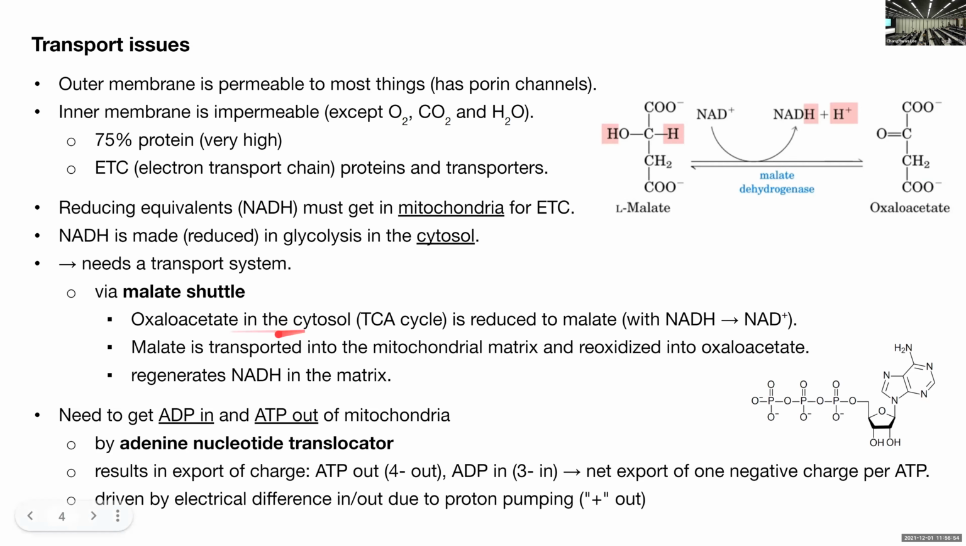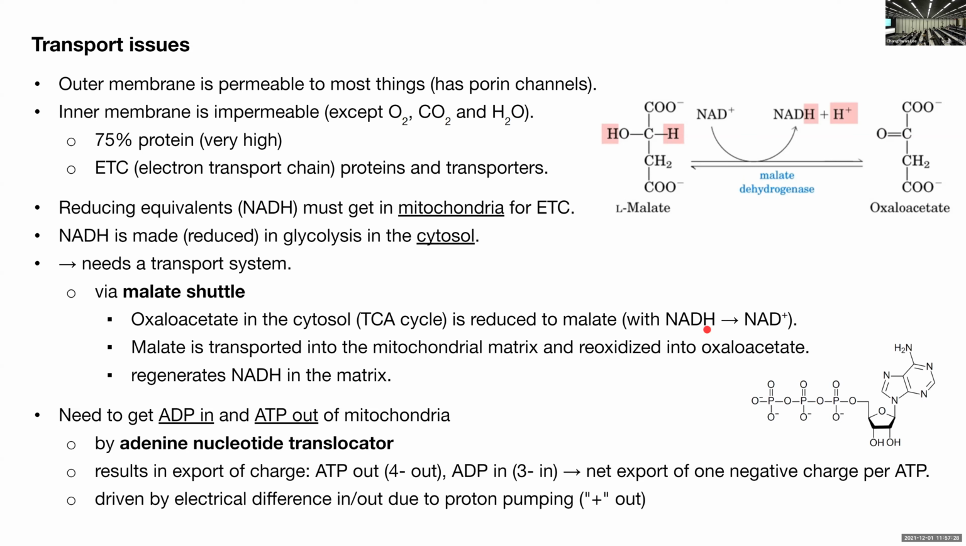So this oxaloacetate in the cytosol, which is part of the TCA cycle, the beginning material, is reduced into malate. So it goes back to L-malate. If you revisit the TCA cycle, this is step 9 or something like that, the last step, where L-malate is basically oxidized to become the oxaloacetate. But it has to be reduced back to malate using the NADH.